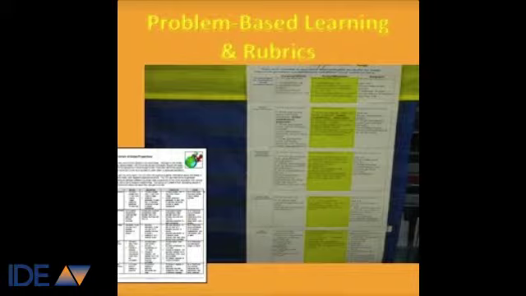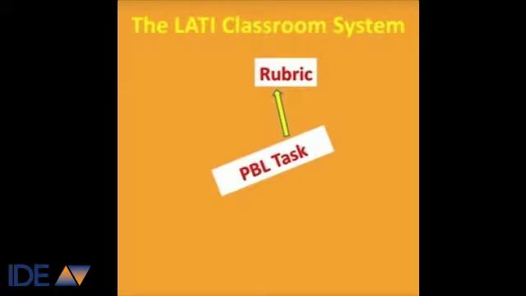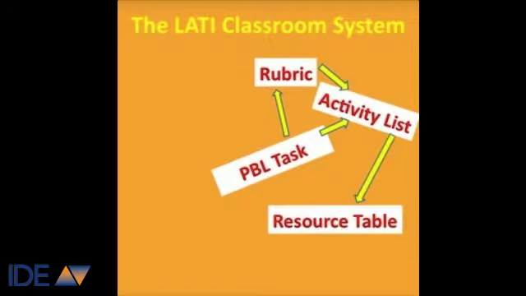Let's zoom out for a moment and take a look at how these classroom components interact. The PBL task is presented at the beginning of a unit of instruction. To grasp exactly what they are required to do in completing the task, students will need a rubric. In order to gain the skills to complete the task and rubric, they need a list of activities to complete. And then they need access to the materials for those activities.